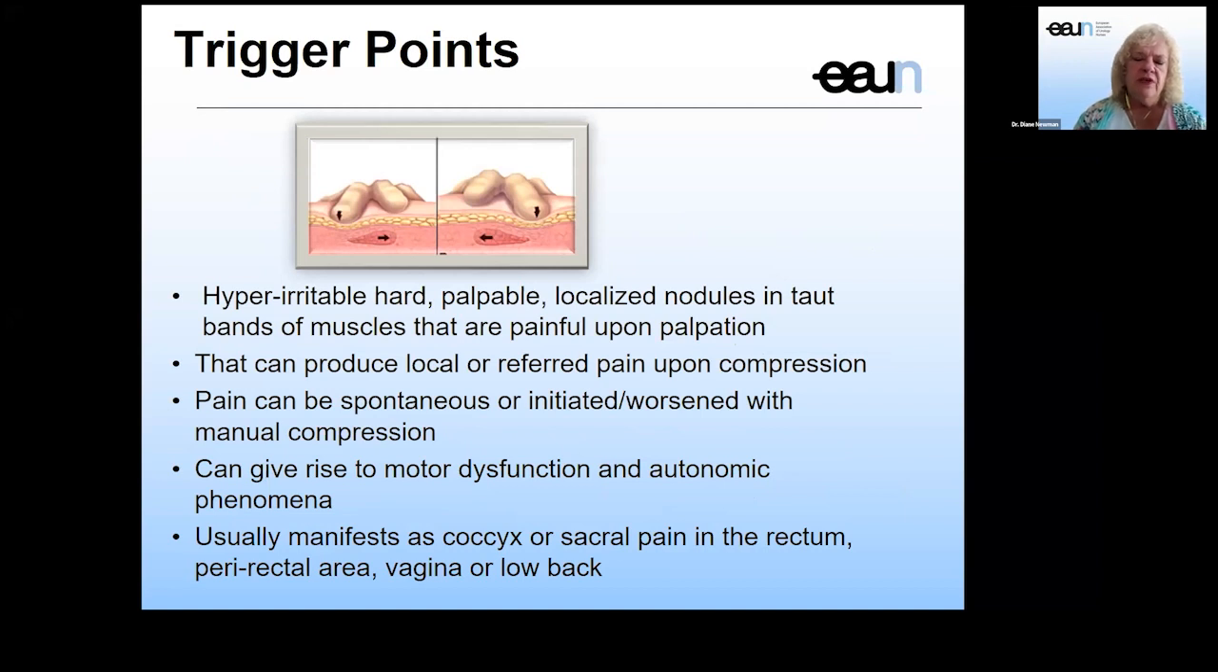Now, one of the things around pelvic pain is the concept of trigger points. What are these trigger areas? Well, trigger points are hyperirritable, hard, palpable, localized nodules that are like tight bands of muscle that are painful upon palpation. They can produce local or referred pain when they are compressed or palpated. The pain may be spontaneous or worsened with compression, and they can give rise to motor dysfunction, actually in gait, and autonomic phenomena. They usually manifest as coccyx or sacral pain, in the rectum, perirectal area, vagina, or the low back.